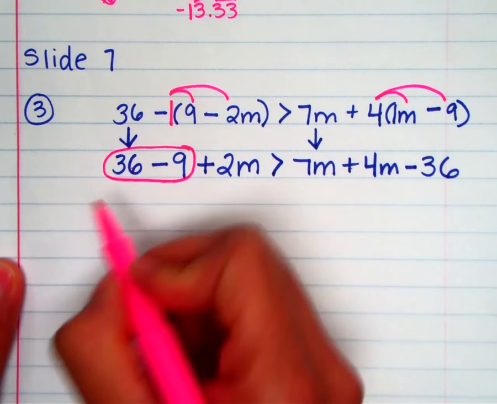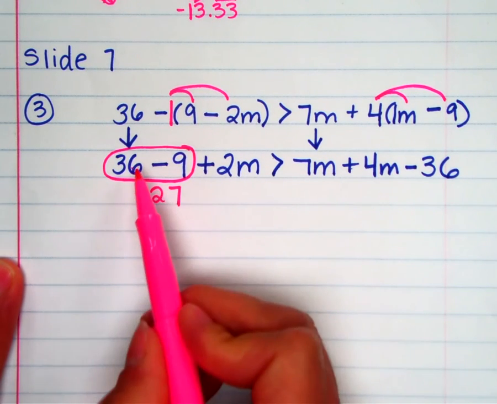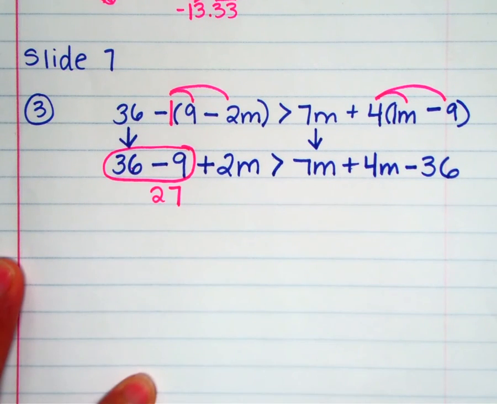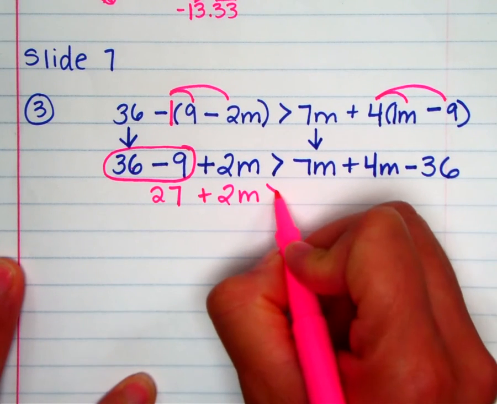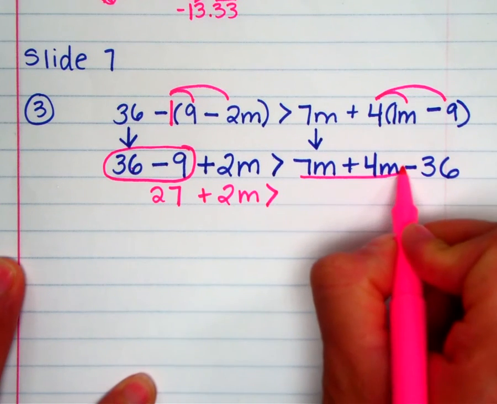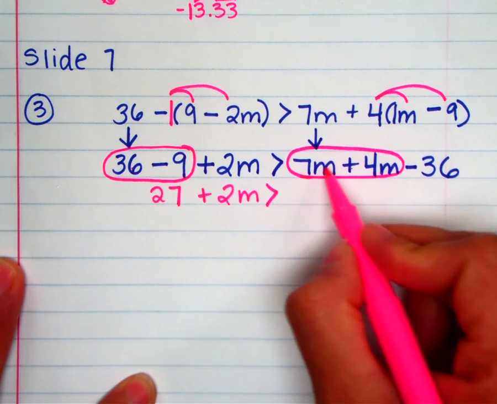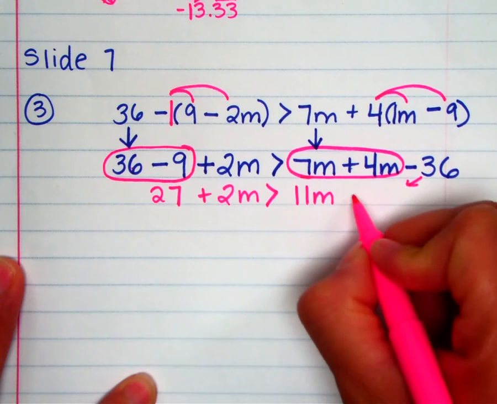So 36 minus 9 is 27. You do exactly what it says. When they're on the same side of the inequality, you use the same sign to combine them. It's only when they're on opposite sides that you use the opposite sign to combine them. Bring down your plus 2m because there's nothing you can combine with it. Greater than 7m plus 4m. These are like terms on the right side, so I need to combine them before I move on. 7m plus 4m is 11m. Then I'm just going to bring down my minus 36.